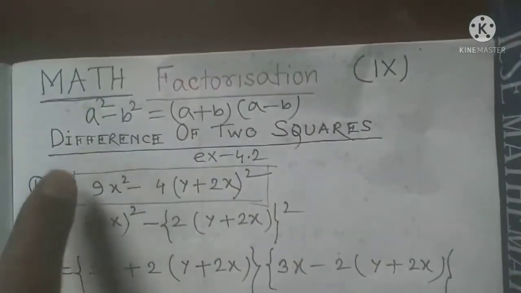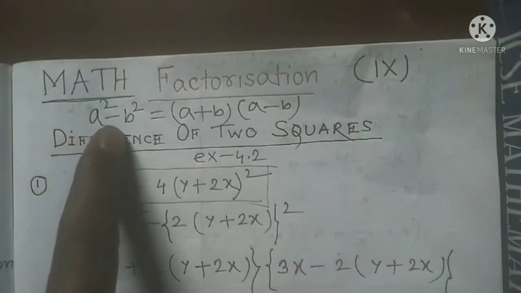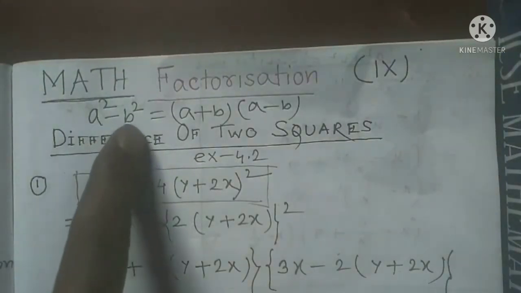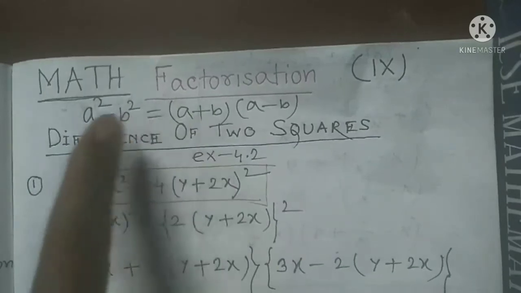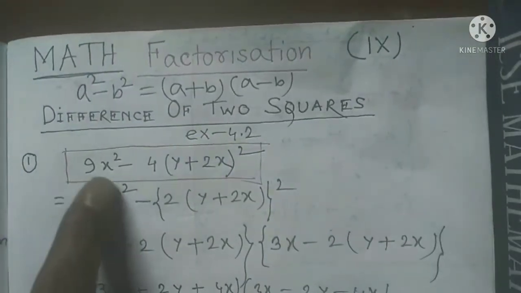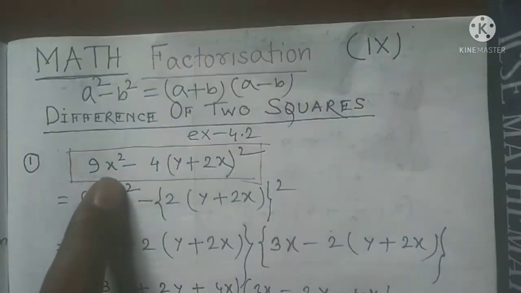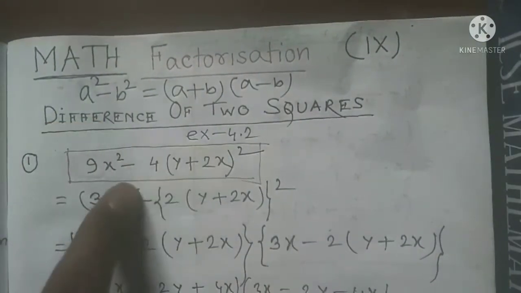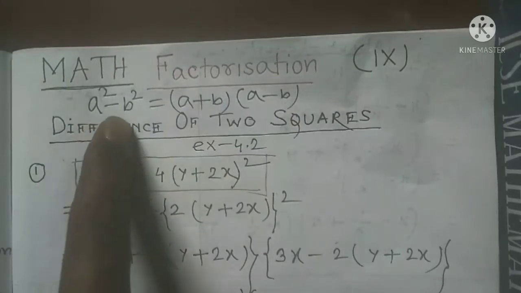My dear student, you have to make the form a square minus b square, then you can apply this formula. I am requesting you to make this expression in the form of a square minus b square.